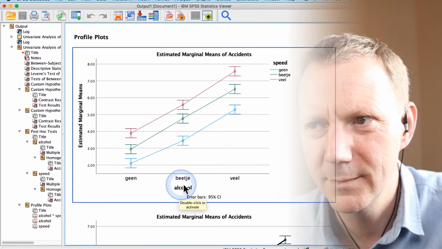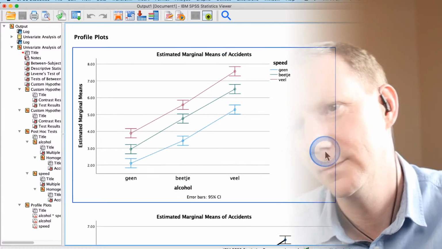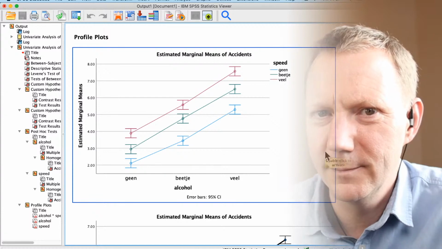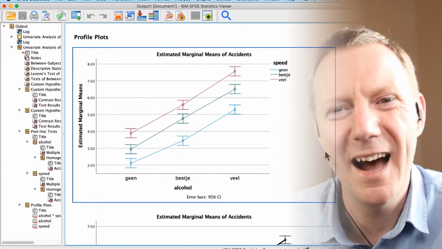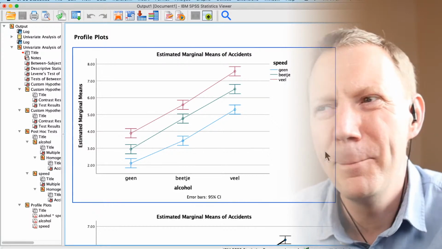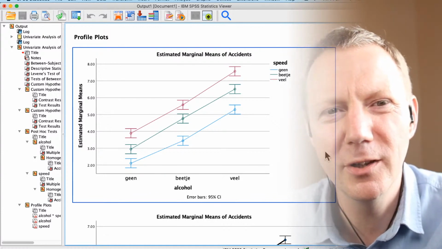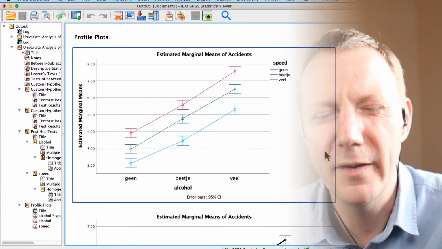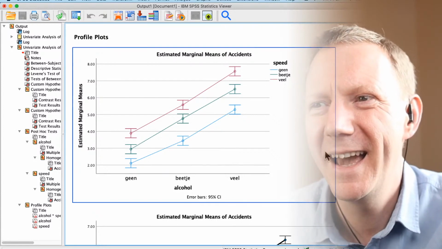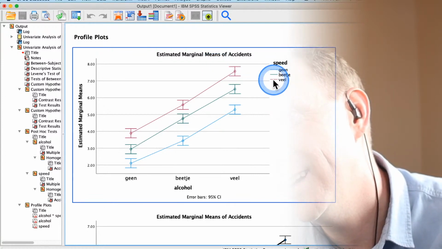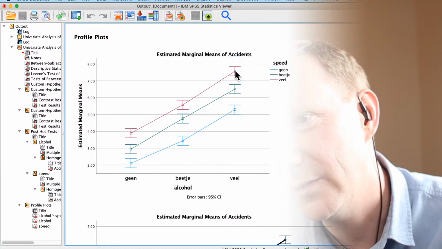How would an interaction look like on a graph? What do you think if you look at this? Well, they would probably cross each other at one point. Yeah, sure. So in a hypothetical, maybe a high dose of speed neutralizes all the effects of alcohol. That could be the case. It doesn't, but it could be. And in that case, a high dose of speed, this one, would neutralize the effect of alcohol.